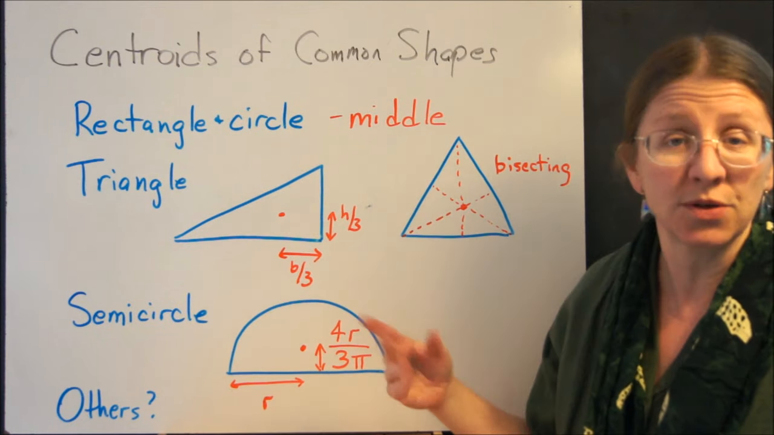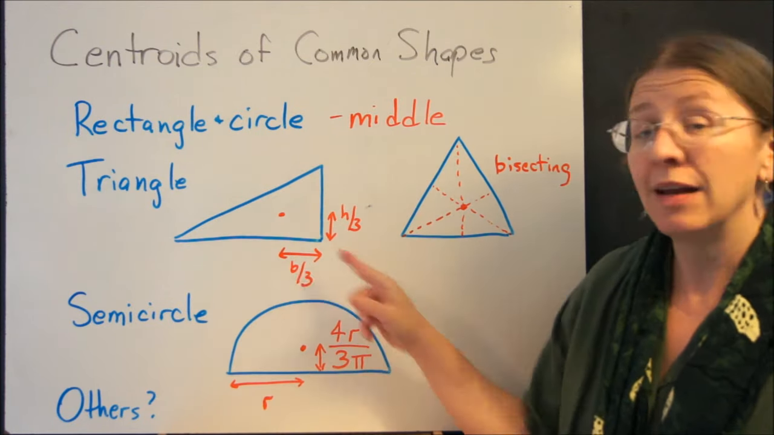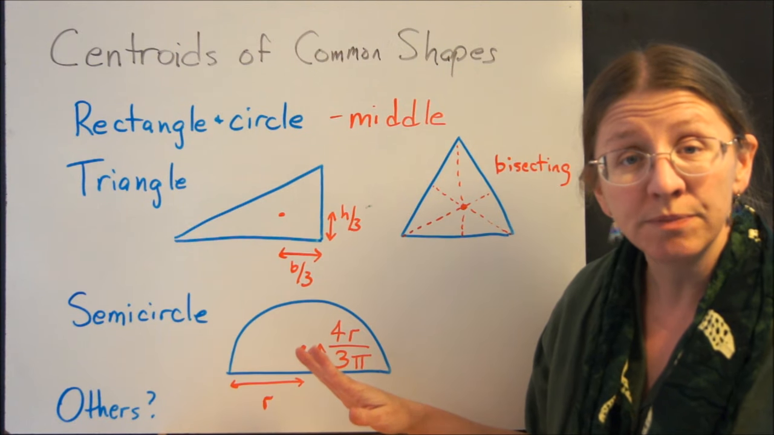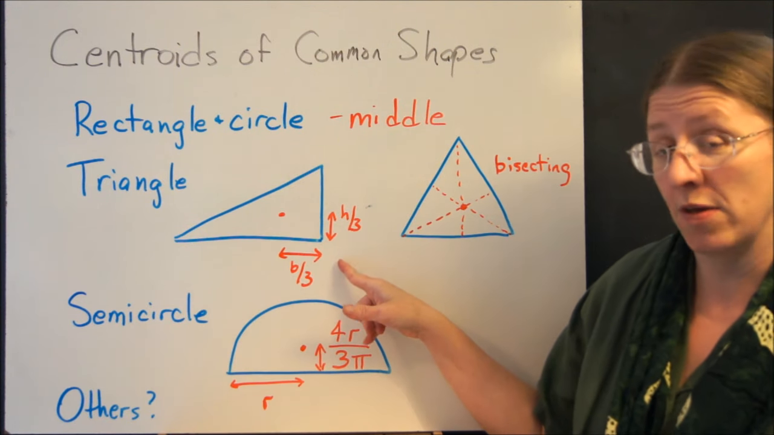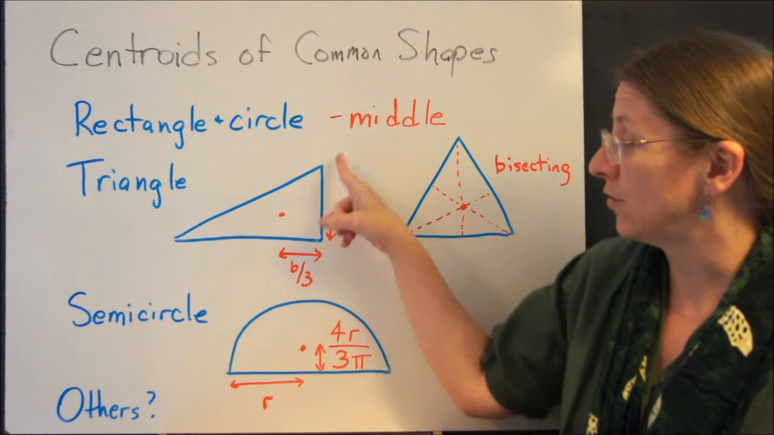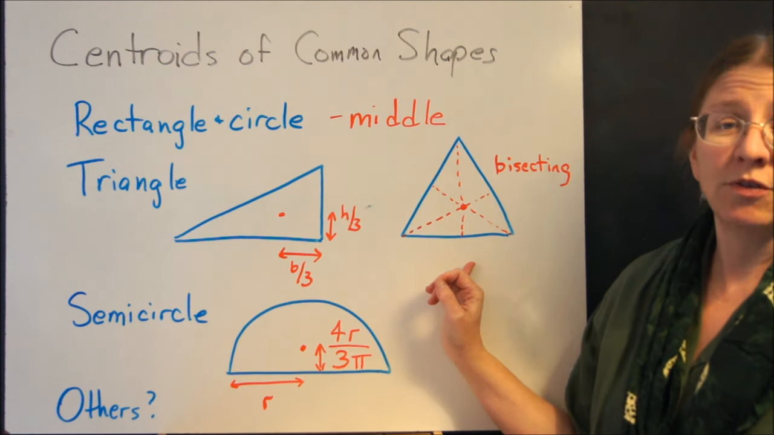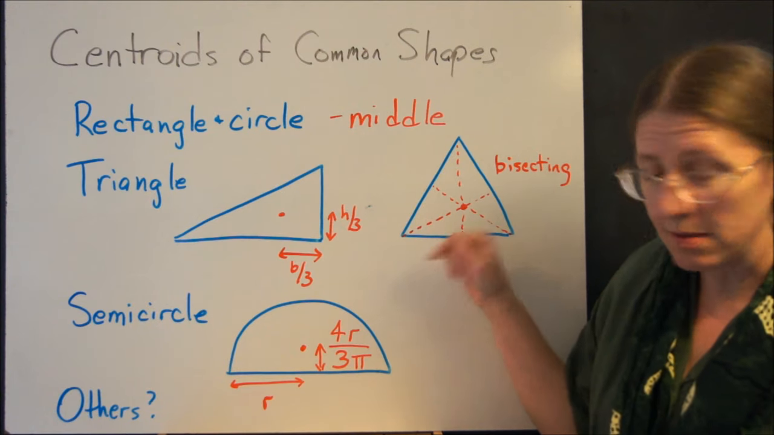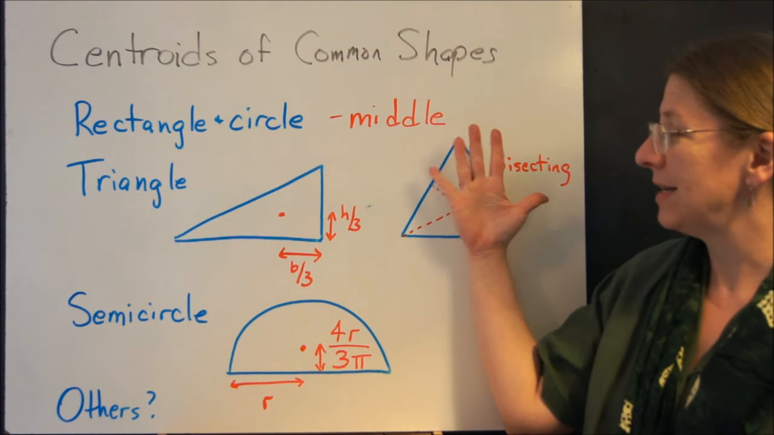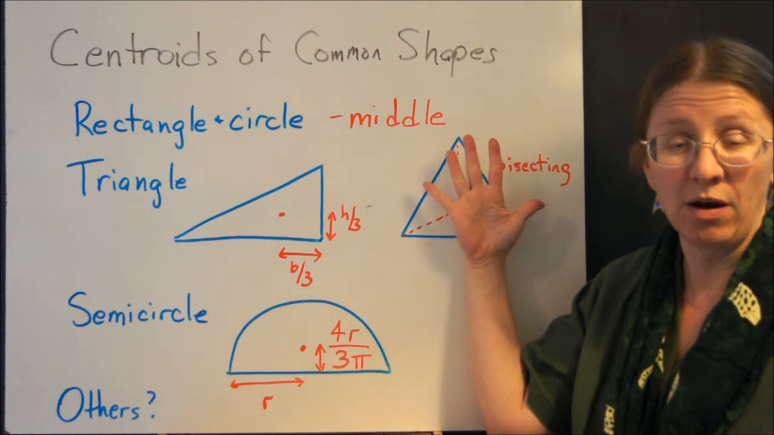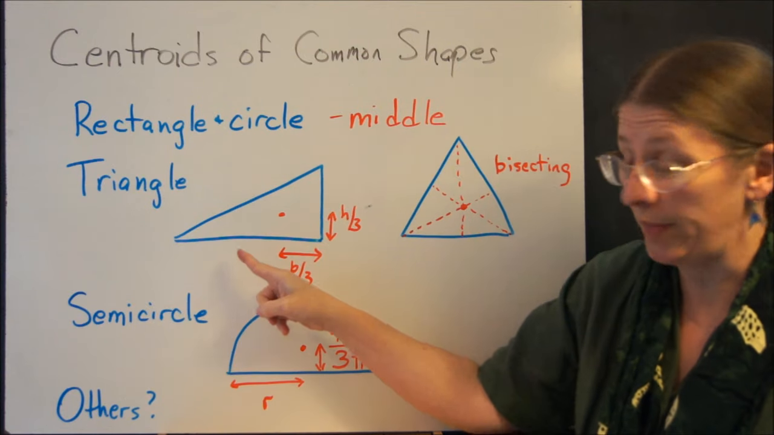Well, the rectangle and the circle are in the middle. The triangle is going to be a third of the way from the big end. That's how I remember this. So wherever your right triangle is, it's a third of the way. If you have a not right triangle, you can find it by bisecting the sides, and it's the point where it comes in. That is not something you really need to worry about very often.